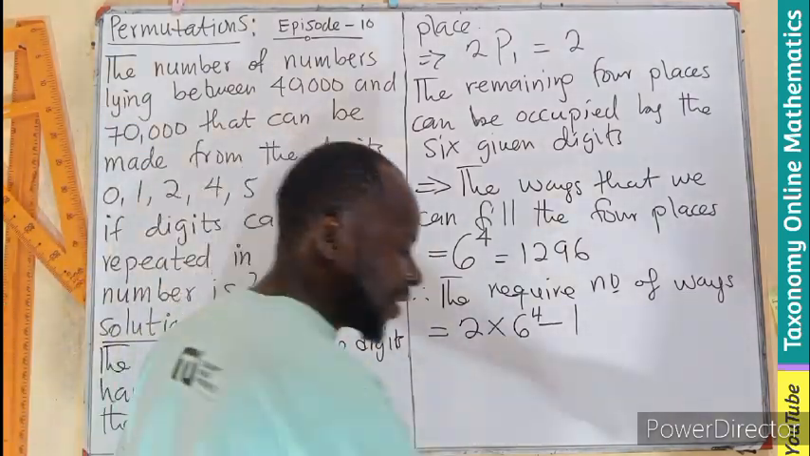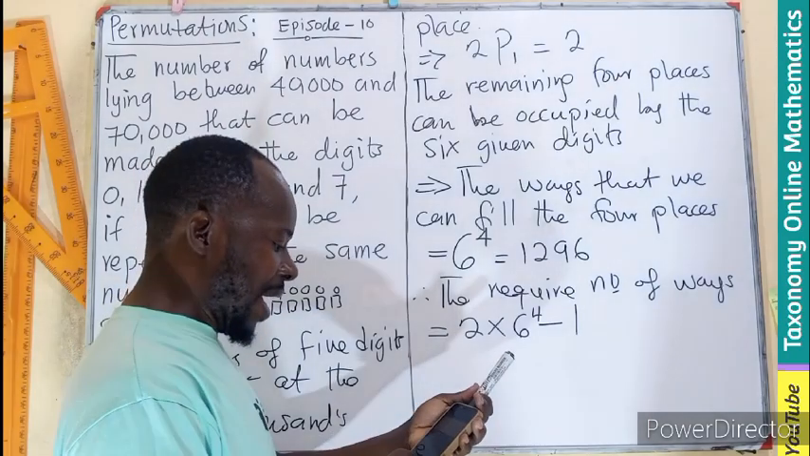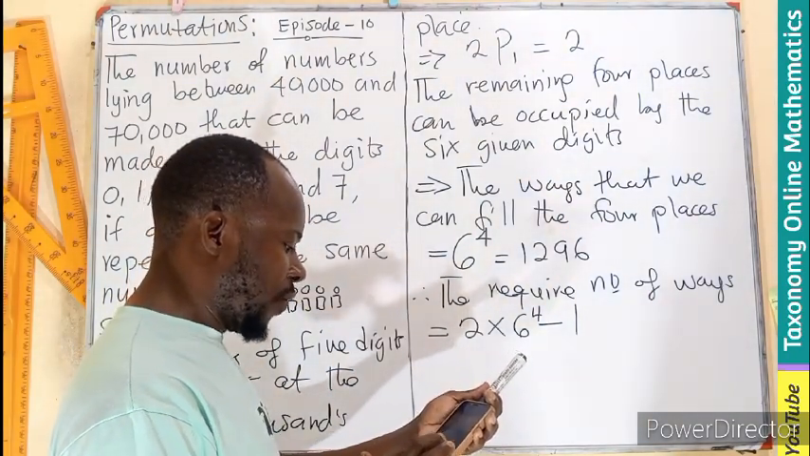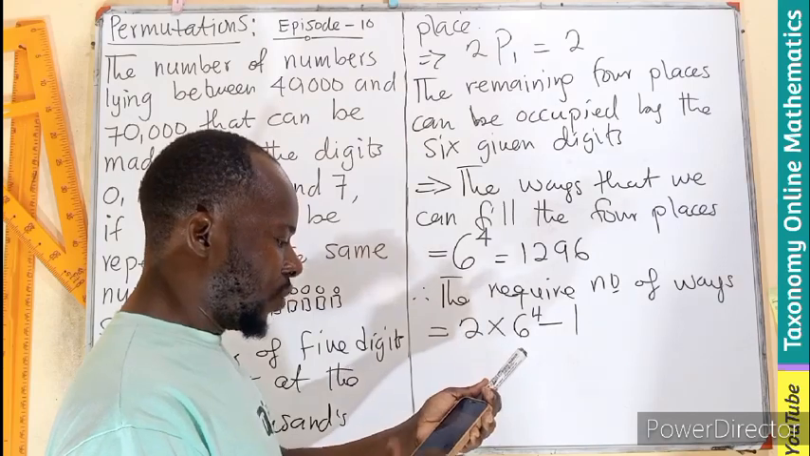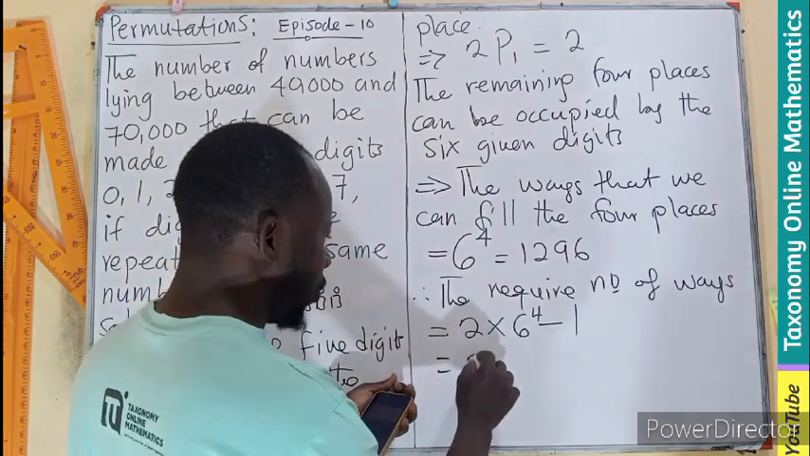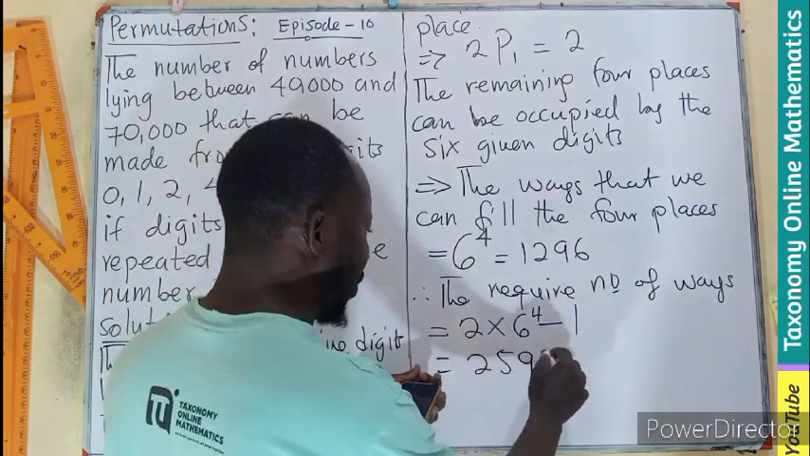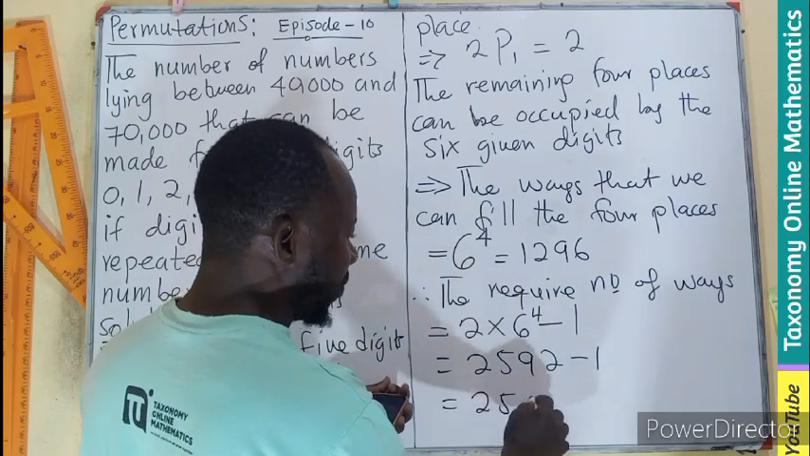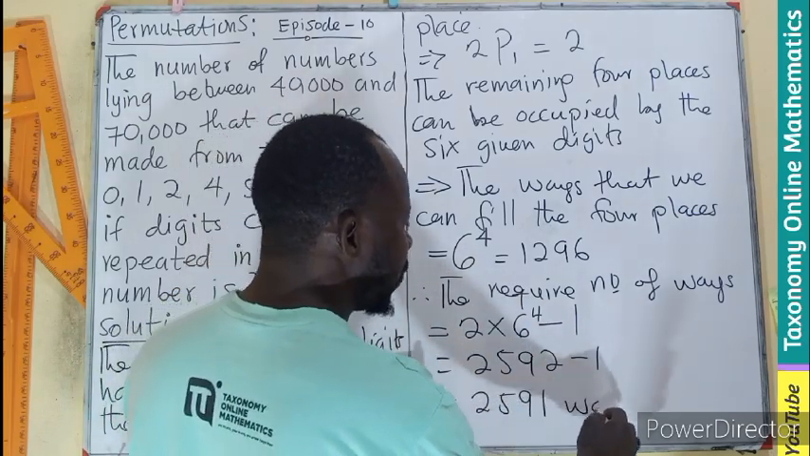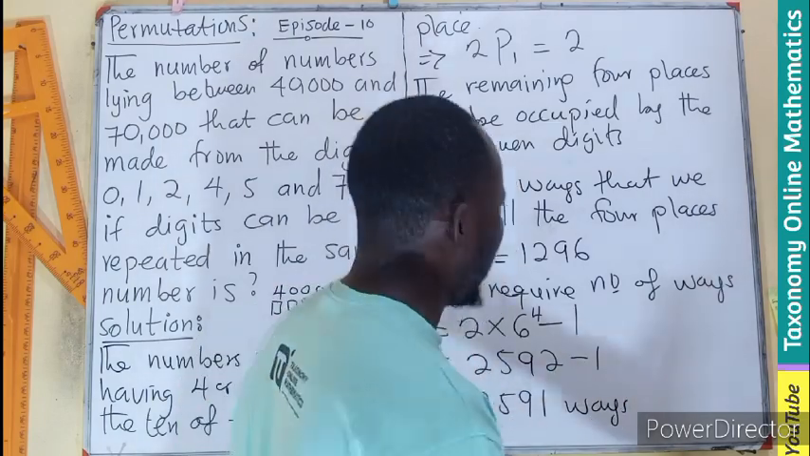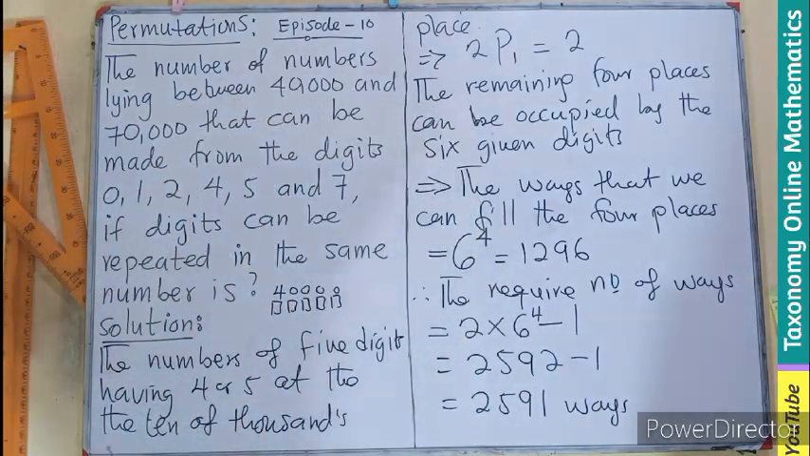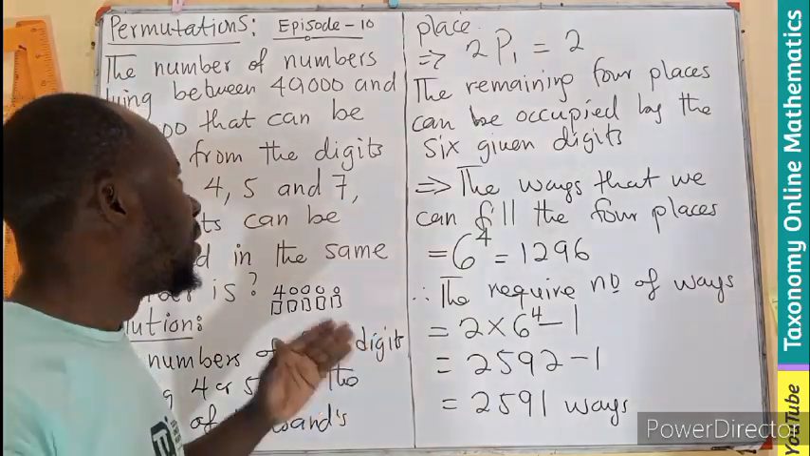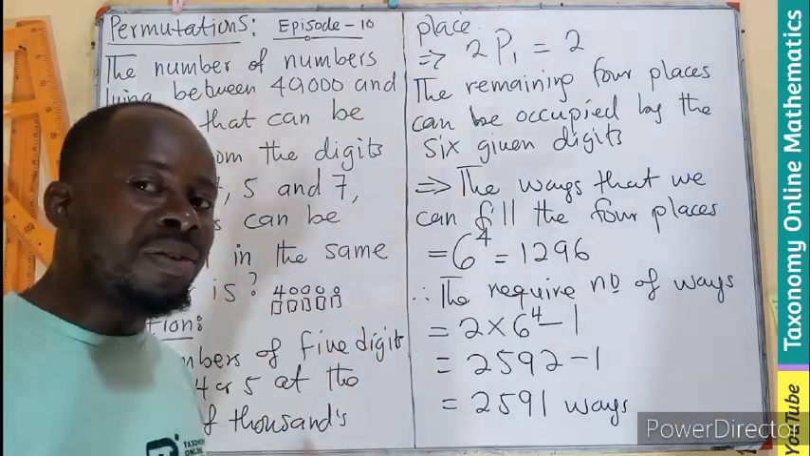Then multiplying the 2 times 6 exponent 4, that should be giving you 2,592 minus 1. That will give us 2,591 various ways by which we can arrange or find numbers that are lying between 40,000 and 70,000.